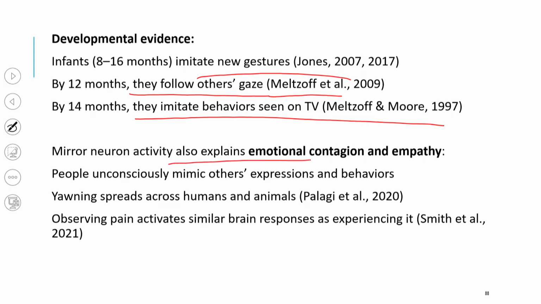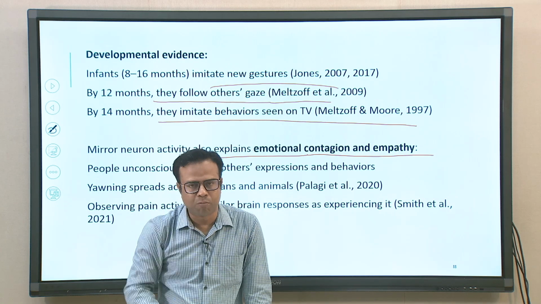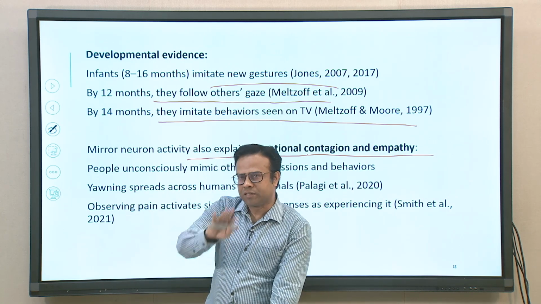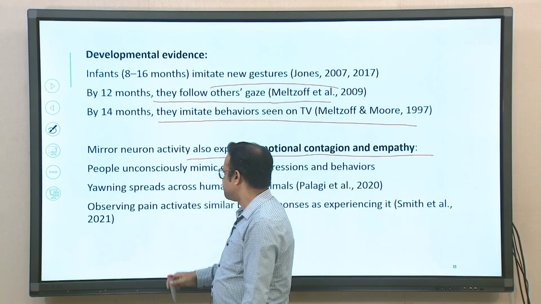Mirror neuron activity also explains emotional contagion and empathy. It is because of these mirror neurons that we are able to catch the emotions of other people. We are able to empathize with others, understand how others are feeling, and accordingly we can take actions and so on. Emotional contagion means emotion spreads. If one of your close friends or relatives is, let us say, depressed or sad, you also become sad. So, it is spreading from one person to another person. That is called emotional contagion, and this is possible because of mirror neurons.